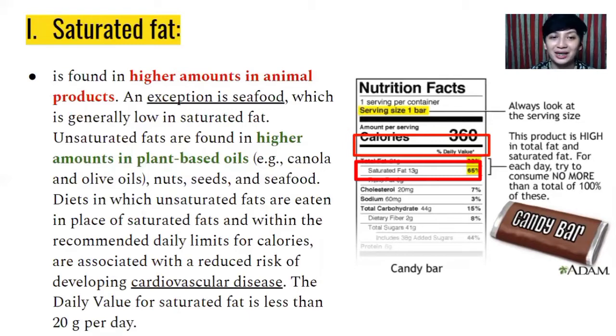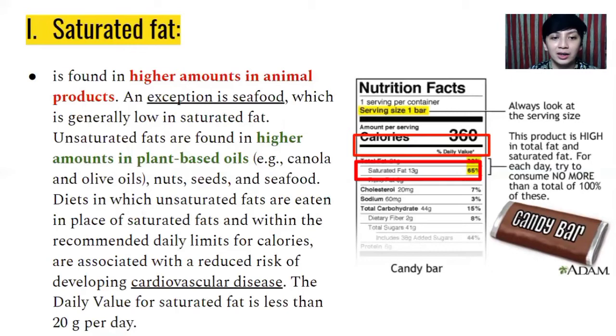Unsaturated fats are found in higher amounts in plant-based oils. Example, canola and olive oil. So if you're going to use for frying, canola and olive oils, they are very good because they contain what? Very good. They contain unsaturated fats. Okay? It came from plants or plant-based sources. And this maybe came from nuts, seeds, and seafoods.